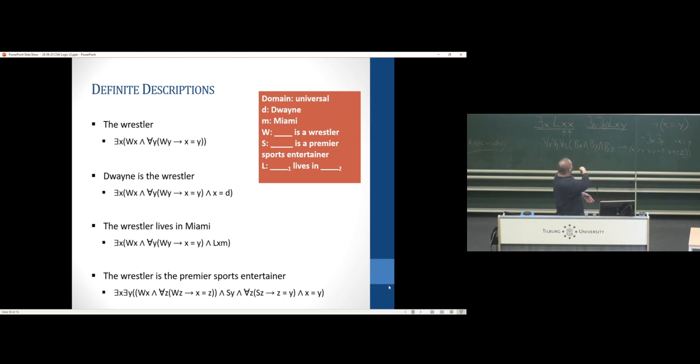This tells us there is something, it's a wrestler, and for all Z, if Z's a wrestler, then it's identical to X. And there is some Y, such that Y is a premier sports entertainer. And for any Z, if Z's a sports entertainer, then it's identical to Y. And finally, our last bit, we've been talking about the same thing the whole time.